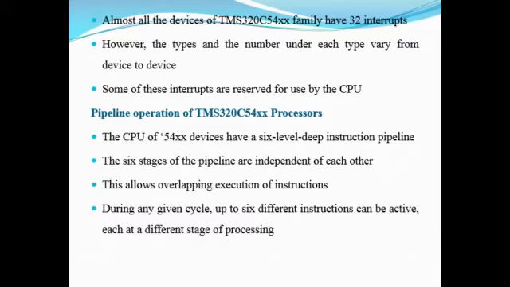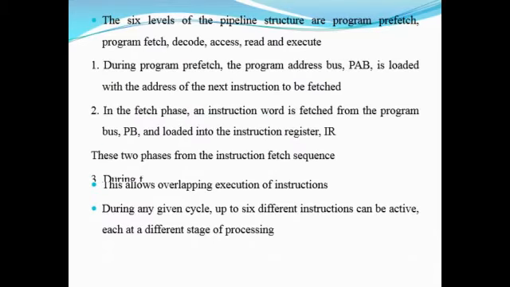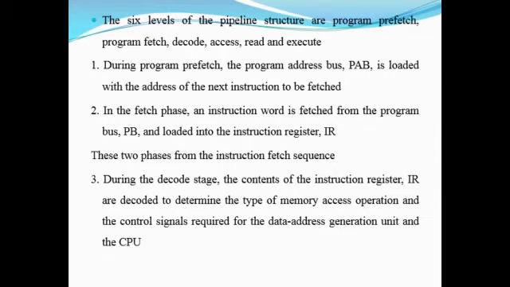The 6 levels of the pipeline structure can be done at any stage of processing, and they are program prefetch, program fetch, decode, access, read and execute. One is program prefetch, program fetch, decode, access, read and execute. So this is the final level of the pipeline structure.